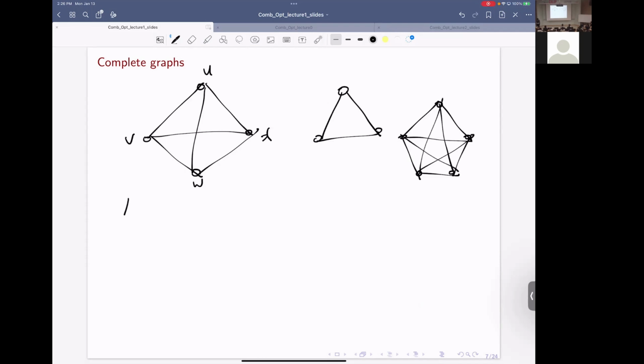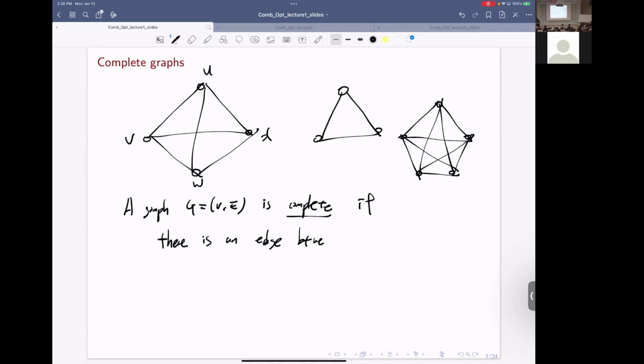So a graph G = (V, E) is complete if there's an edge between every pair of 2 distinct vertices.